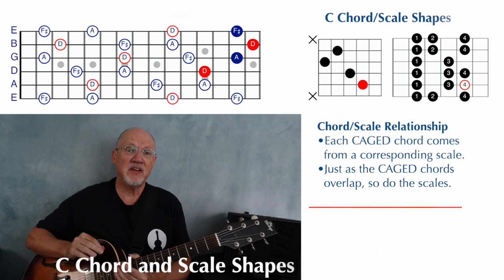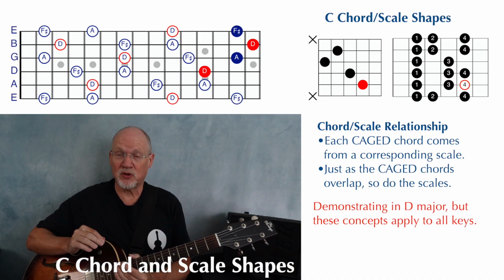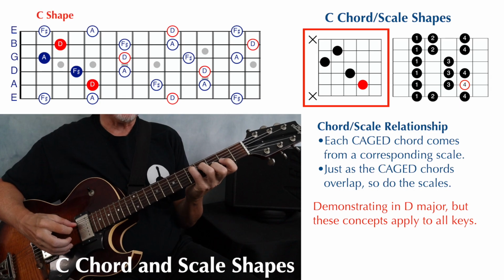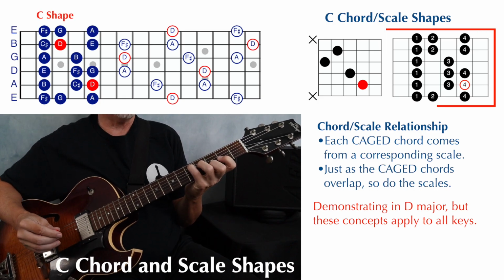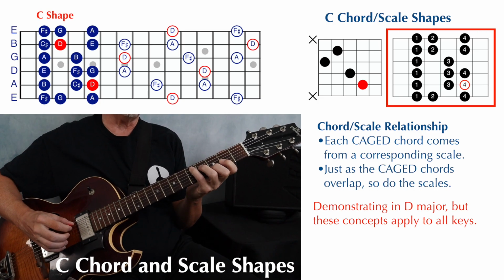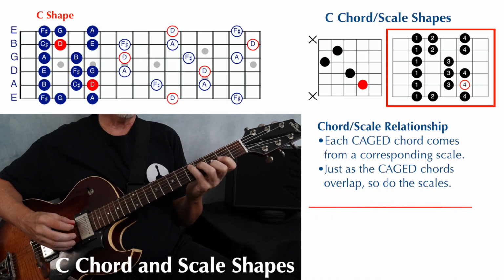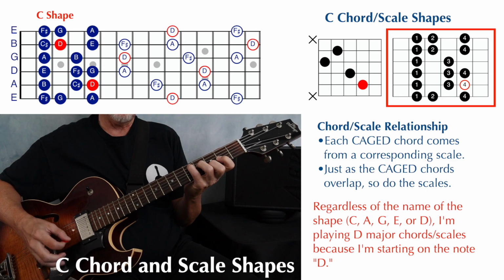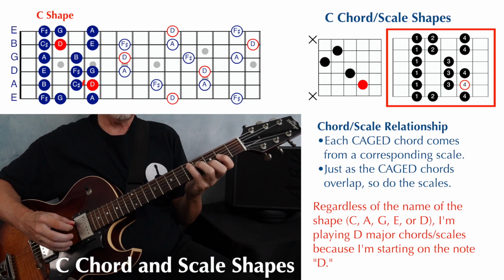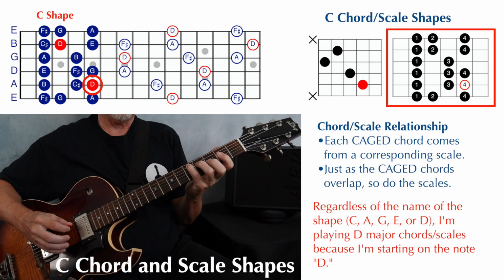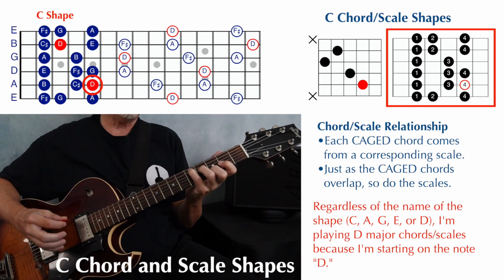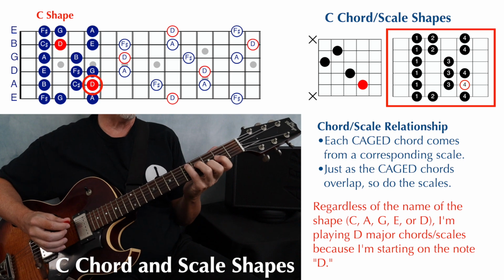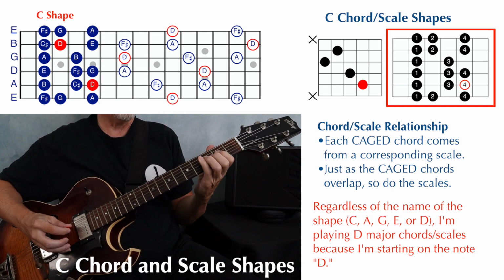We're going to stay in the key of D major, but this time we're going to expand to D major scales. This C chord shape comes from this major scale form. We're going to call this the C scale form so we can correlate the two. Now I'm going to be playing a D major scale because I'm playing this starting on the note D. And the previous lesson explains why we would call this the C shape or the C scale form. So here's the scale.